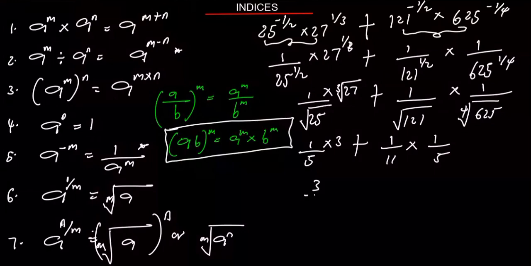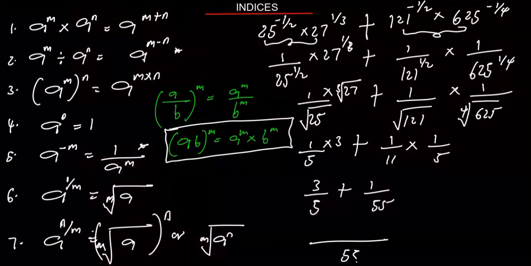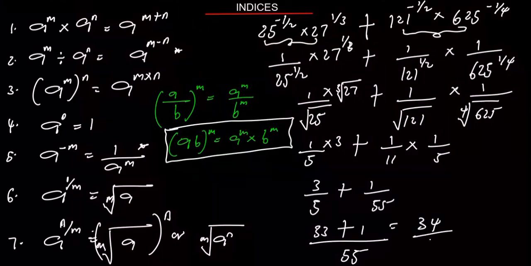So this is 3 over 5 plus this is 1 over 55. You can see, after you've multiplied out, then you now add your result. So the LCM here is 55. 5 in 55 is 11. 11 times 3 is 33. Plus this, and this is 1. 1 times 1 is 1. And that's 34 over 55. That's that for that.